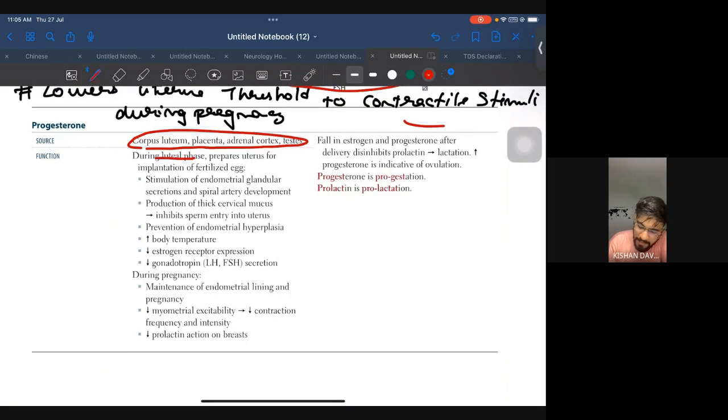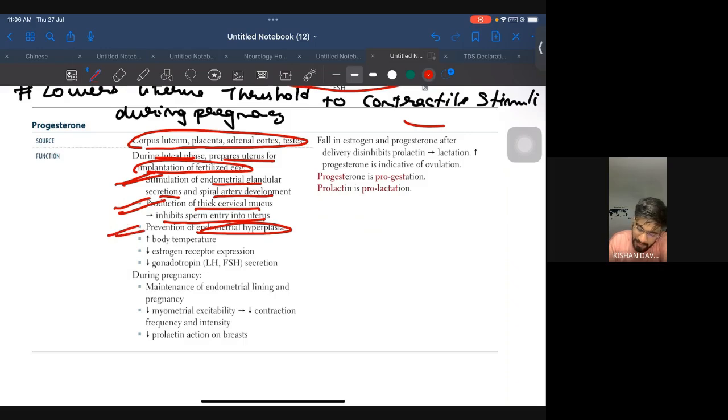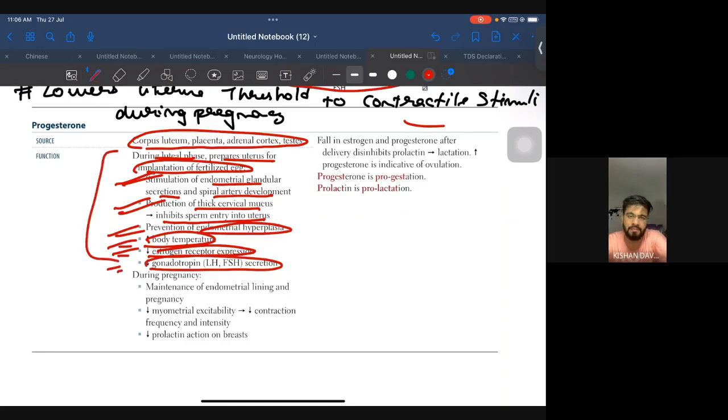During the luteal phase, it prepares the uterus for implantation of the fertilized egg. Okay, stimulation of endometrial glandular secretion and spiral artery development. This is important. Production of thick cervical mucus inhibits sperm entry into the uterus. Important. Prevention of endometrial hyperplasia. Important. Body temperature. Important. Estrogen receptor expression decrease. Important. Decrease in gonadotrophic secretion. So everything is important. Each and every line has one question.